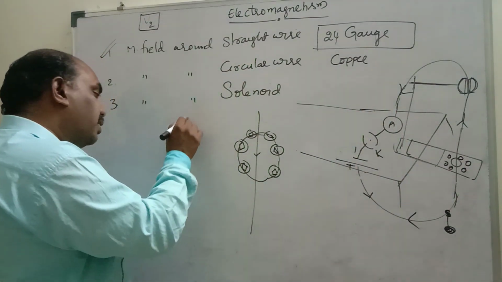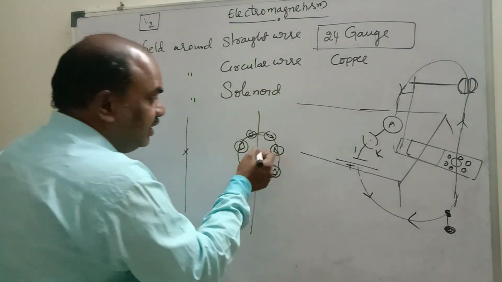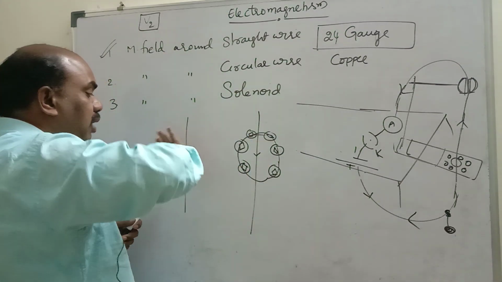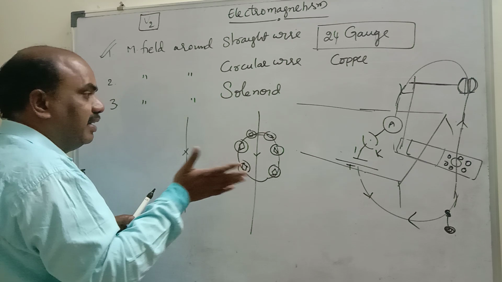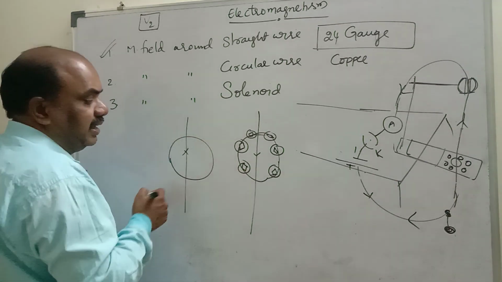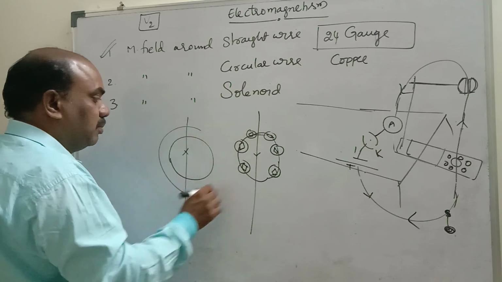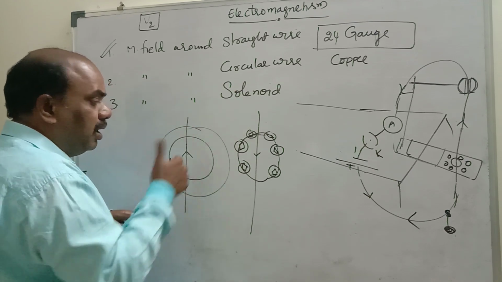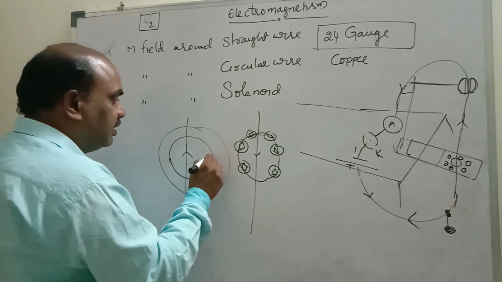If current goes in the upward direction, again the deflection will be in reverse. Initially it was clockwise, now it will be anti-clockwise, so the magnetic lines will be like this. This is the magnetic field direction. If current goes up, the magnetic field is in the clockwise direction like this.